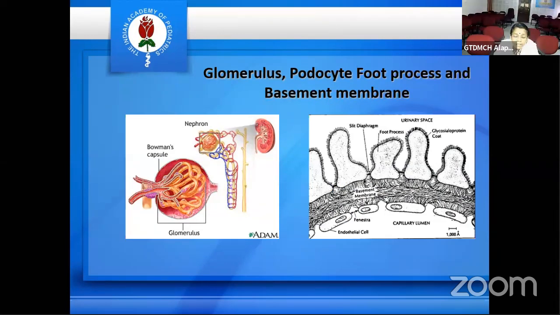The pathology: you can see the nephron, Bowman's capsule, etc. And on the right is the glomerular filtering barrier, which is constituted by the endothelium of the capillaries, the basement membrane, and the foot processes of the podocytes. These three things constitute the filtering membrane, or filtering barrier, of the glomerulus.